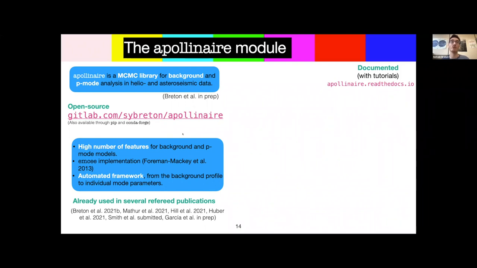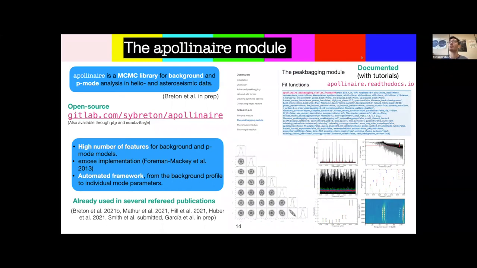And the code presents a high number of features if you want to fit different models of background or different models of p-modes. It's an implementation of emcee from Foreman-Mackey et al. 2013. And also, if you want to fit a star from the background to the p-modes using only one function, there is an automatic framework dedicated to do that. It has already been used in several refereed publications and is fully documented online with several tutorials. So here I'll just show you an example of the standard output of the code, and of the documentation that you can find online.